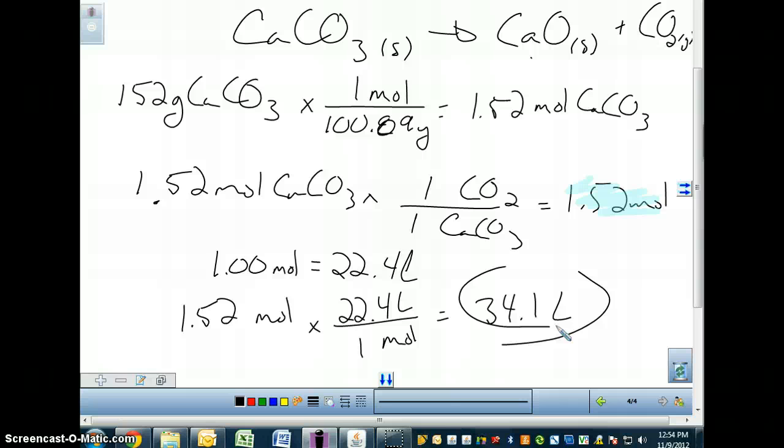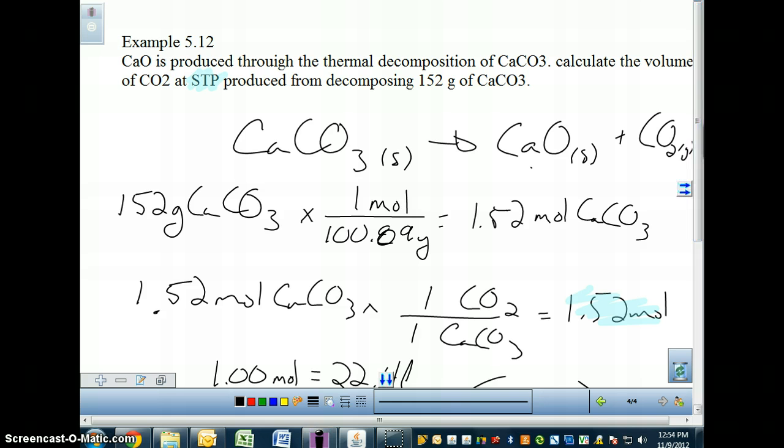STP is quite frequently used when we have these kinds of gas stoichiometry questions, as it will help reduce the sheer amount of work that we have to do. Again, this is example 5.12 out of the textbook located on page 204.